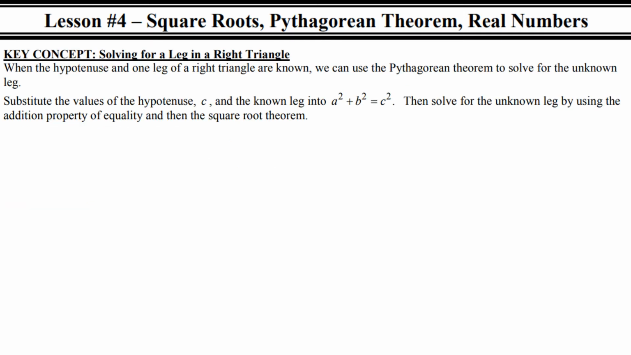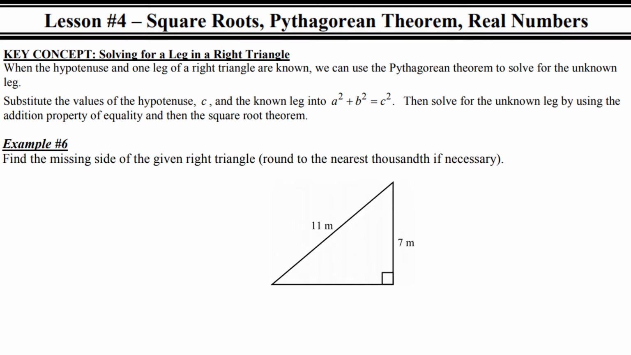Solving for a leg in a right triangle. When the hypotenuse and one leg of a right triangle are shown, we can use the Pythagorean theorem to solve for the unknown leg. Substitute the values of the hypotenuse c and the known leg into a squared plus b squared equals c squared. Notice when it's one of the legs that we're looking for, we typically put a squared and b squared on the left side of the equation, so our unknown is already on the left. We then solve for the unknown by using the addition property of equality and then the square root theorem. Here's an example.